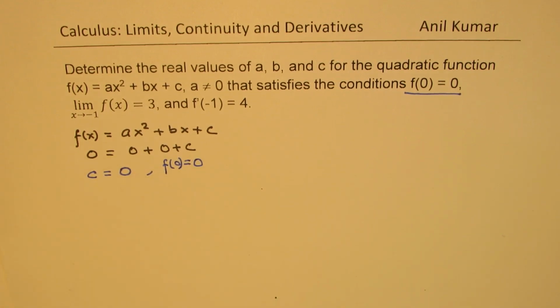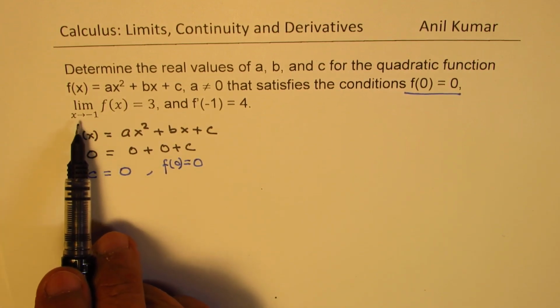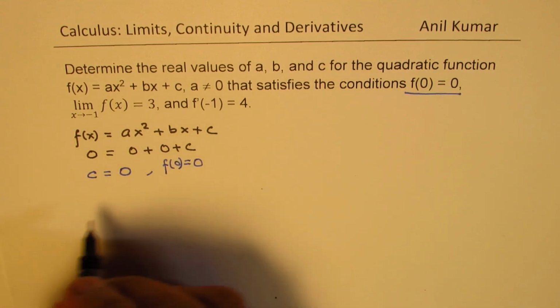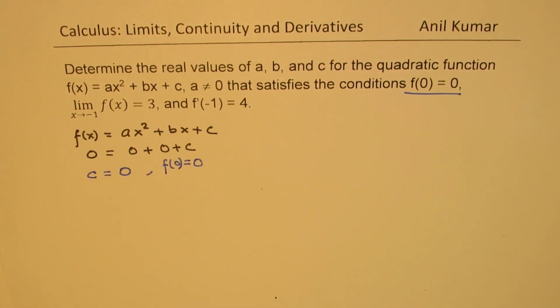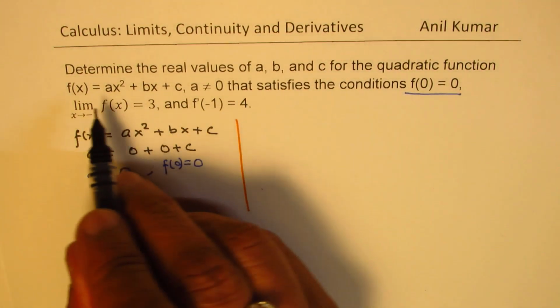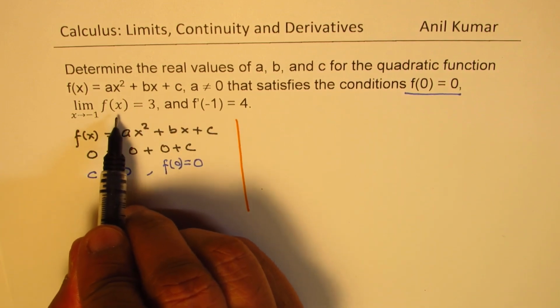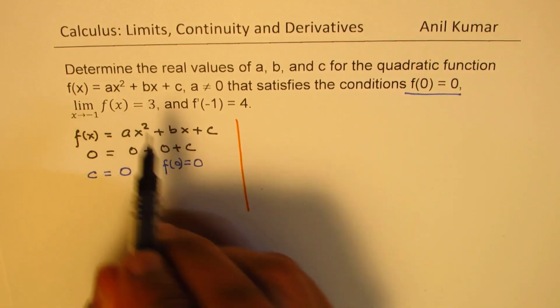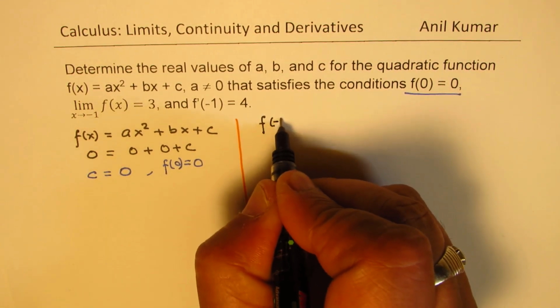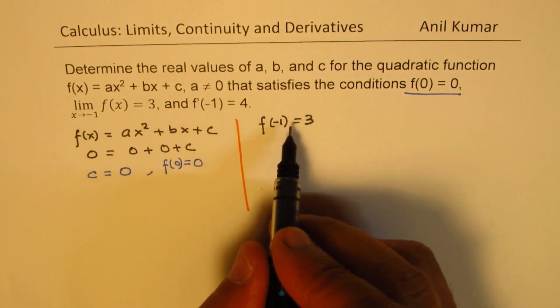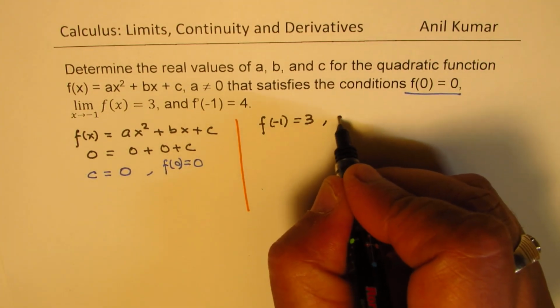The second condition is that now this is a continuous function, right? Remember this. We are talking about a quadratic function, so that means we are talking about a continuous function. Since the function is continuous, when we say that the limit as x approaches minus 1 is 3, we also know that f of minus 1 is equal to 3. Is that clear? Limit is the same as the value of the function since the function is continuous.